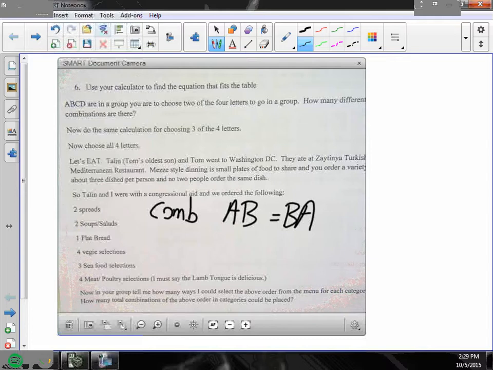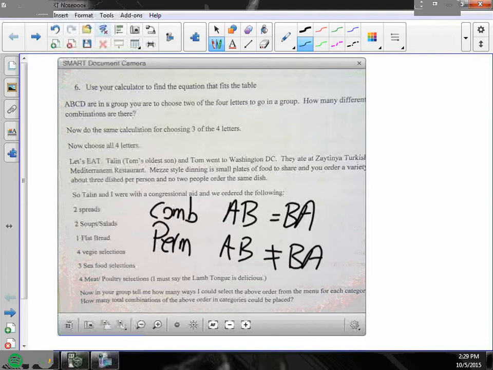Okay? If that's not true, we have what's called a permutation. So AB is not equivalent to BA. Can you give me an example where that's the case? License plates. That's a really good one. If you have license plate AB and I have license plate BA, we have 2 different license plates. So phone numbers, zip codes, combinations or permutations.